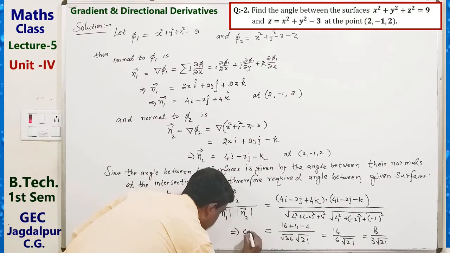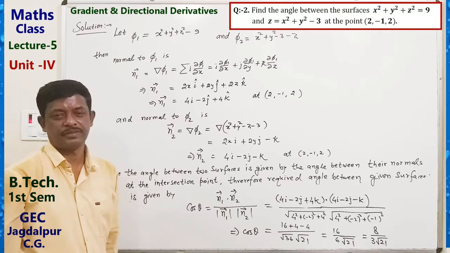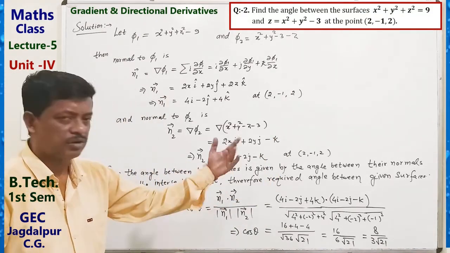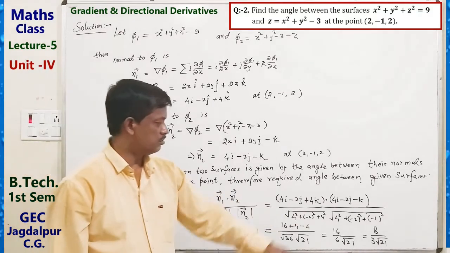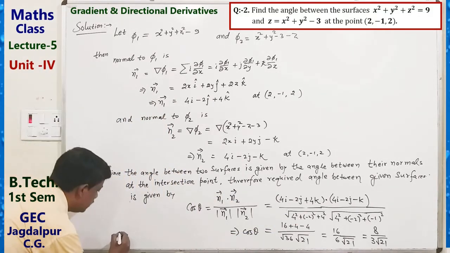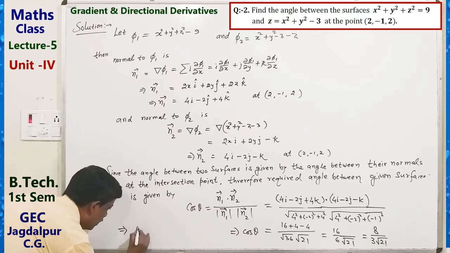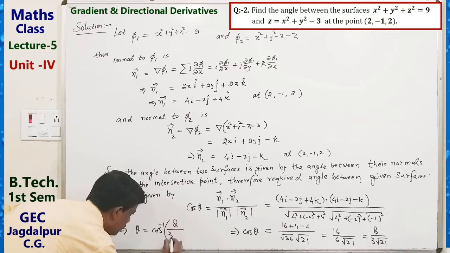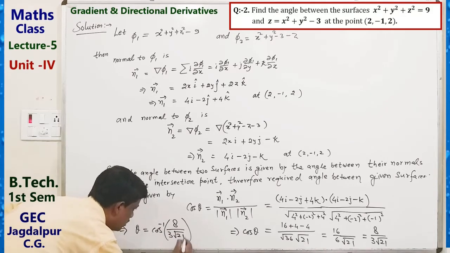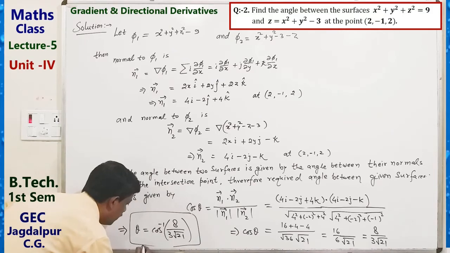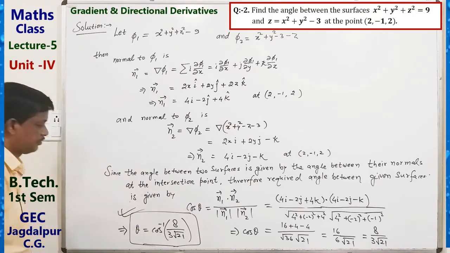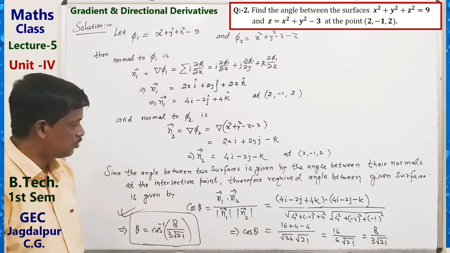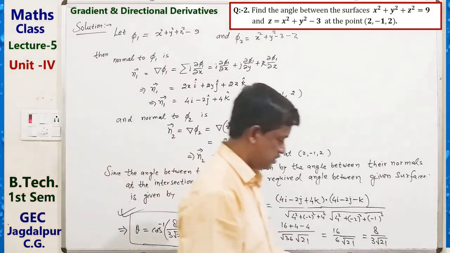So this is cos theta. Very simple: finding the angle between two vectors, that is, the normal vectors. Okay, so cos theta equals this. Finally, we can write theta equals cos inverse of 8 by 3 root 21. So this is the angle, the answer: the angle between two surfaces, cos inverse of 8 by 3 root 21.